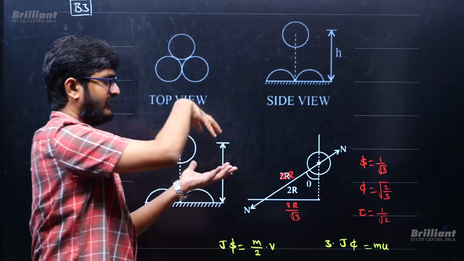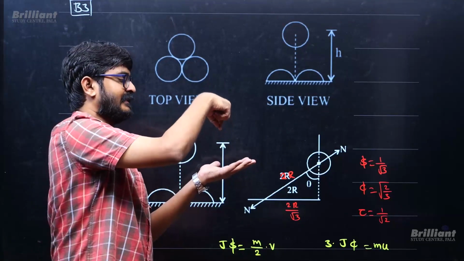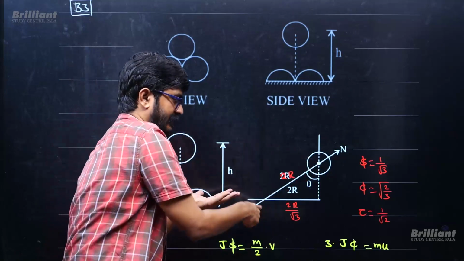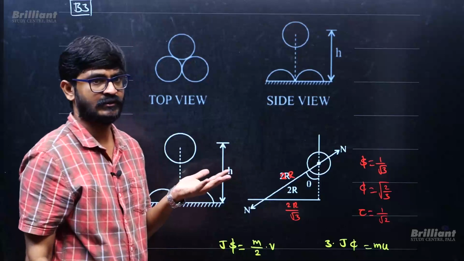Now, when you draw the actual figure, there will be 3 spheres and 1 sphere like this. Now the line joining the top sphere to this sphere, that is this line, and that length is going to be 2r.